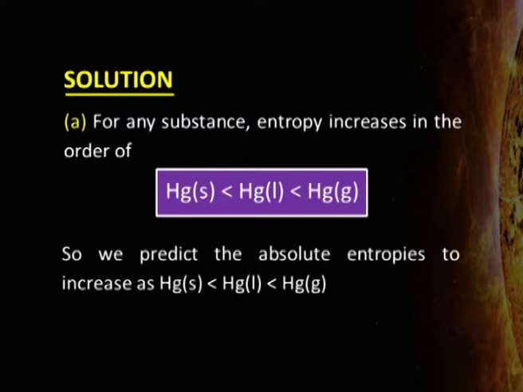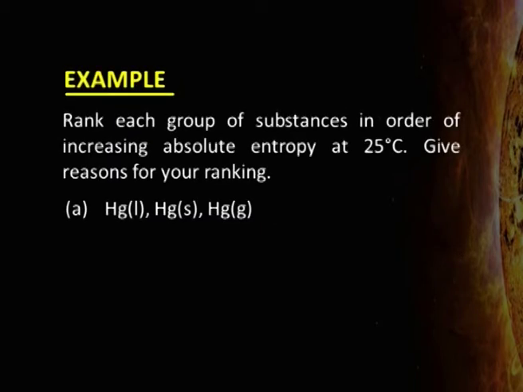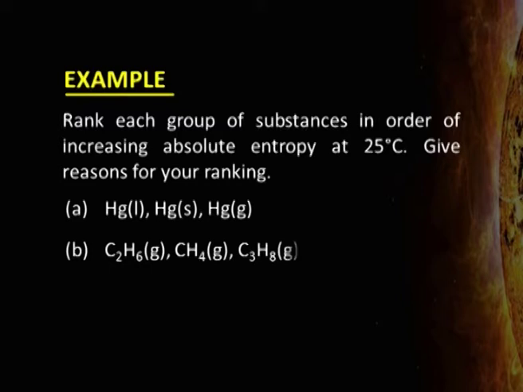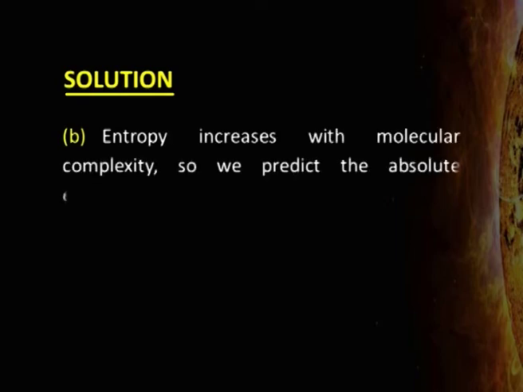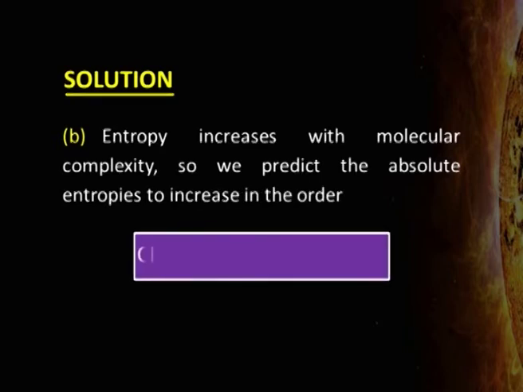The second group of substances is C2H6 gaseous, CH4 gaseous and C3H8 gaseous. As entropy increases with molecular complexity, we predict the absolute entropies to increase in the order: CH4 gaseous has the least entropy, C2H6 gaseous has greater entropy, and C3H8 gaseous has the greatest entropy among these three.